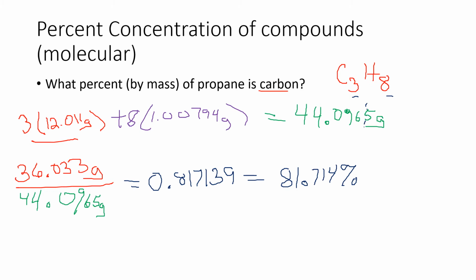All right, so you see how we get this 81.714%. And I'll point out that, look at this, we've got 11 atoms in this molecule. Only 3 of them are carbon, but the carbon is 81.7% of the mass because carbon is so much heavier than hydrogen. So make it make sense in your head too.